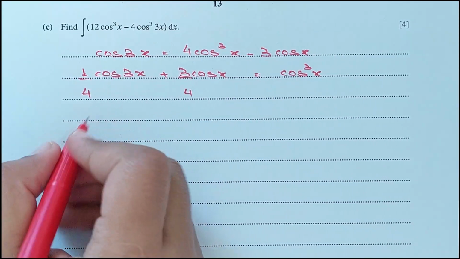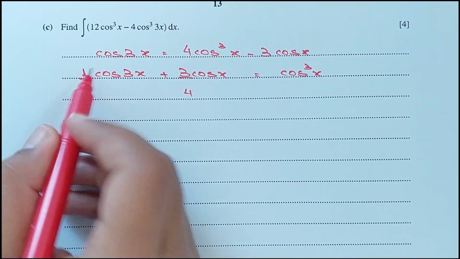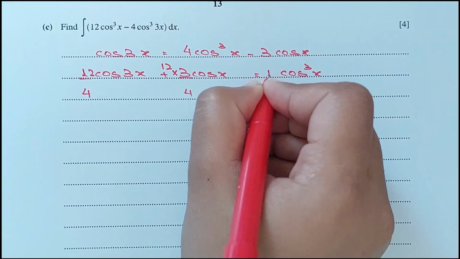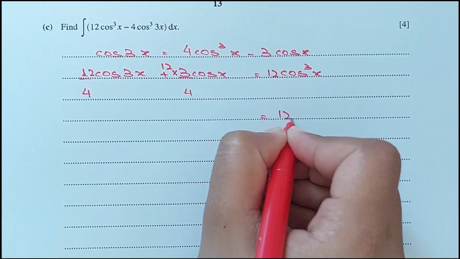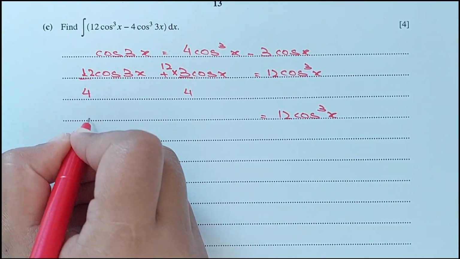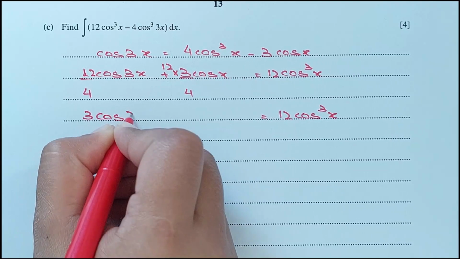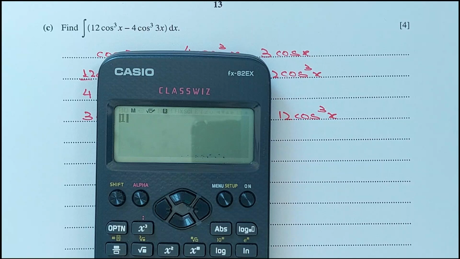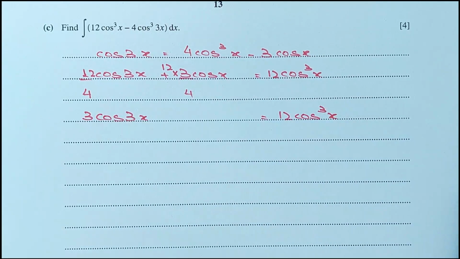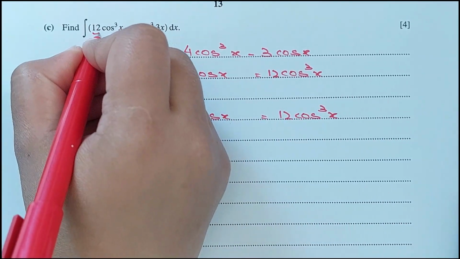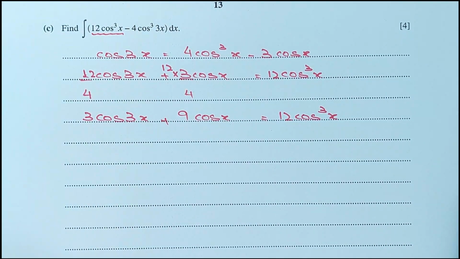So if I multiply it by 12, we have 12 cos cube x equals 12 times 1 over 4 cos 3x, which is 3 cos 3x, plus 12 times 3 divided by 4, which is 9, 9 cos x. This we have to use over here. Now we have to use 4 cos cube 3x as well.